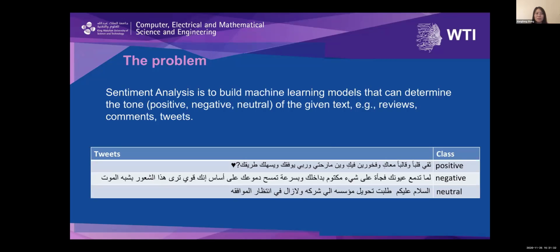So in this competition, we are working on sentiment analysis in Arabic tweets. There are 3 examples I give here in the 3 classes: positive, negative, neutral. In the competition, the task is to build machine learning models to classify these tweets as accurately as possible.